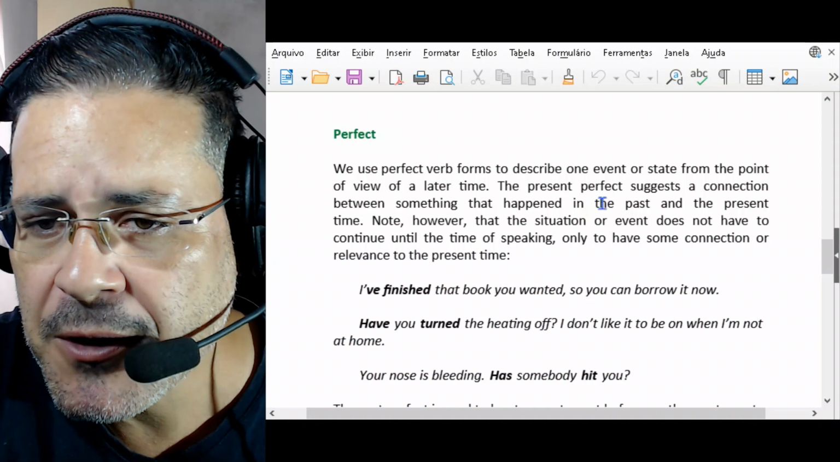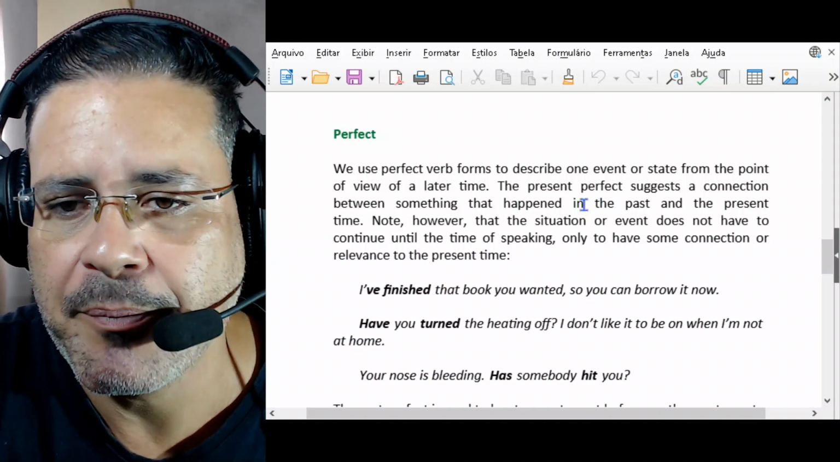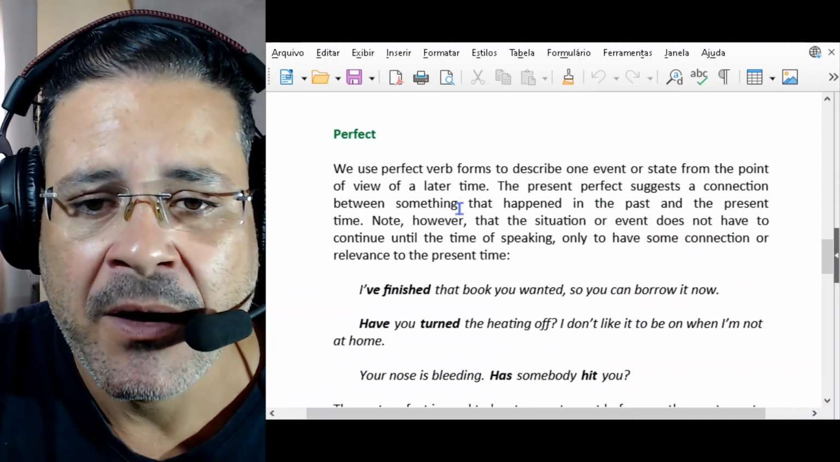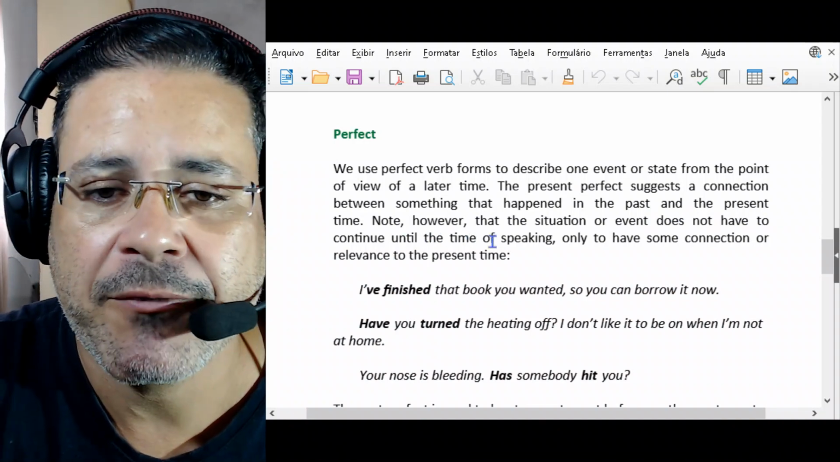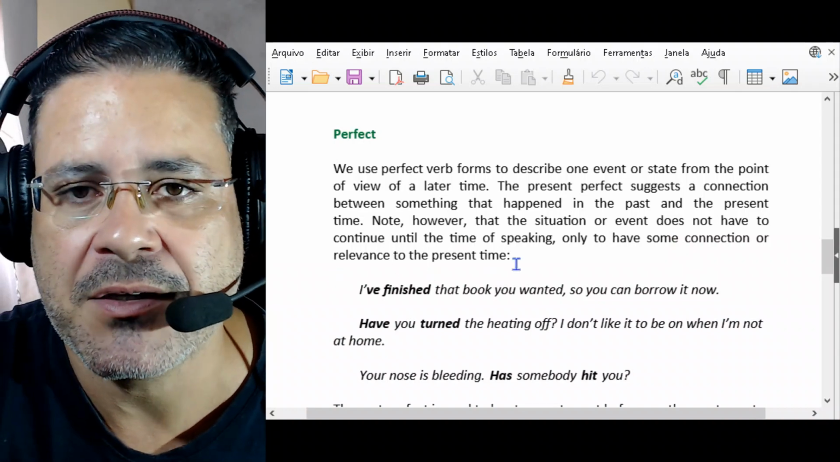The present perfect suggests a connection between something that happened in the past and the present time. Note, however, that the situation or event does not have to continue until the time of speaking, only to have some connection or relevance to the present time.